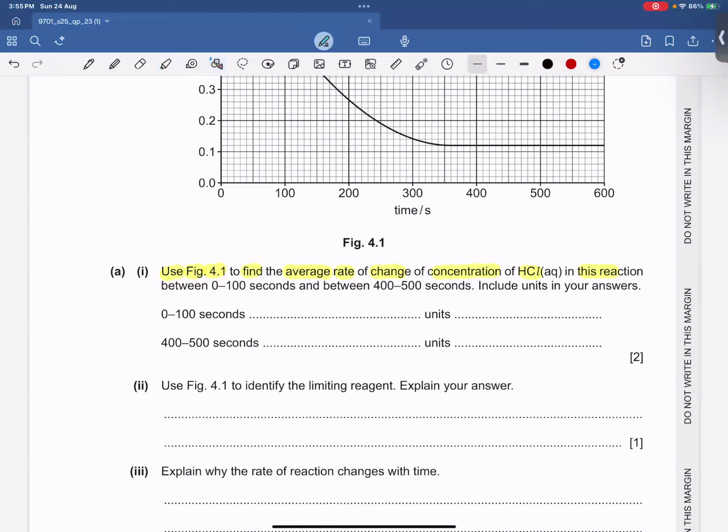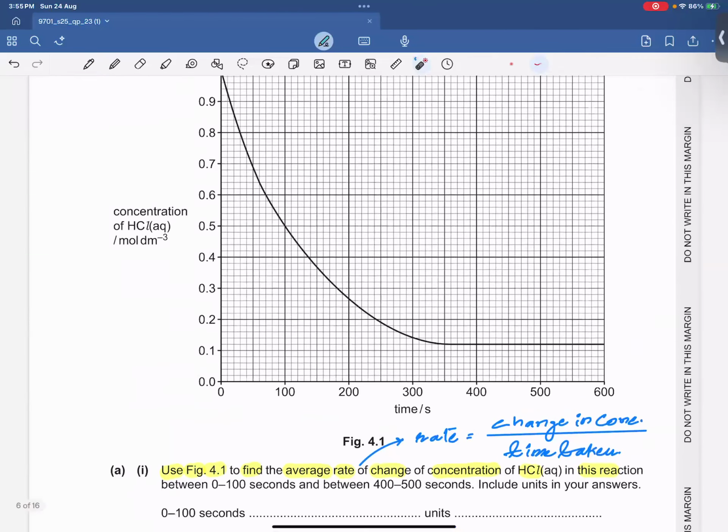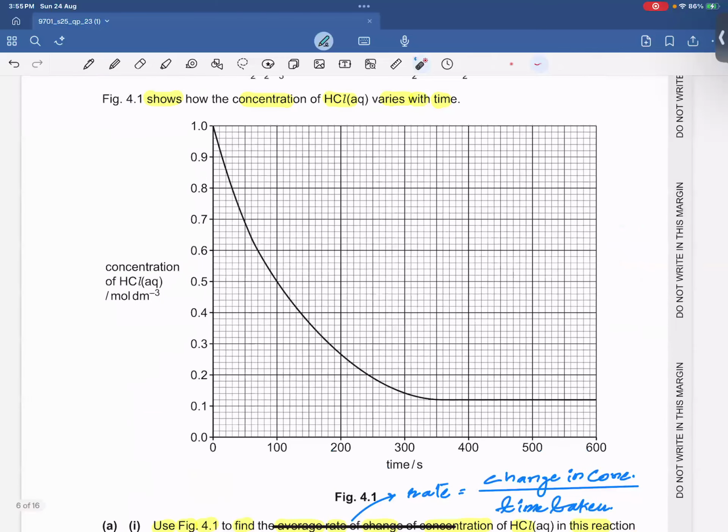Well, if you need to find out the average rate, you need to remember one formula which we have discussed in the class. The first one is change in concentration over time taken. And time has to be in seconds or minutes. But in this scenario, we have seconds, okay? So from 0 to 100, from 0 to 100. So that's your 100.